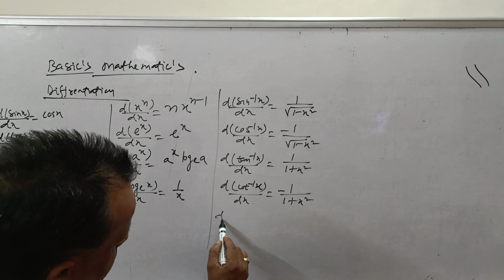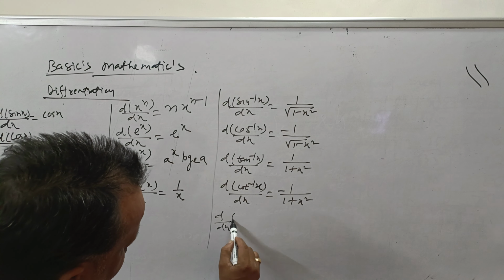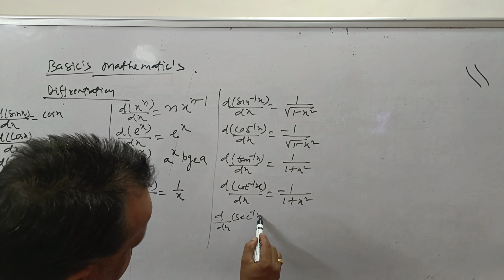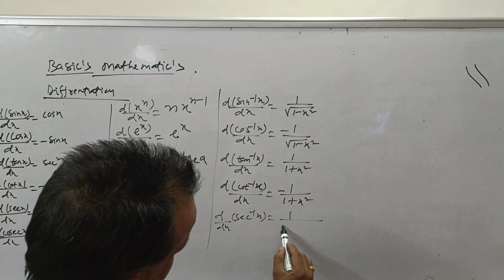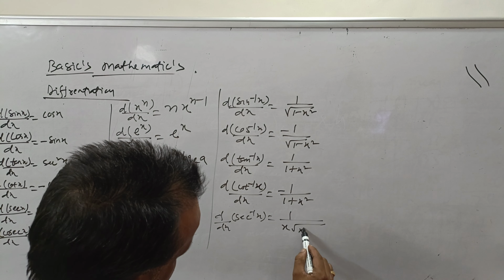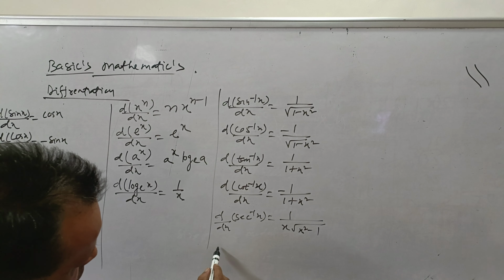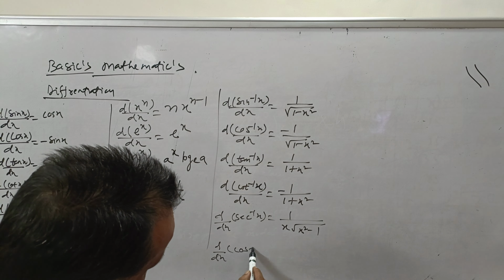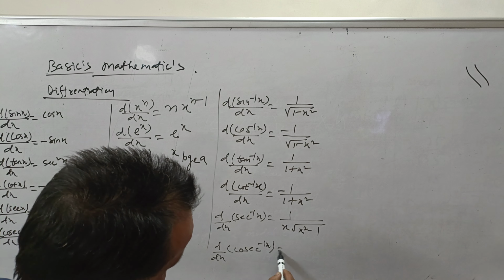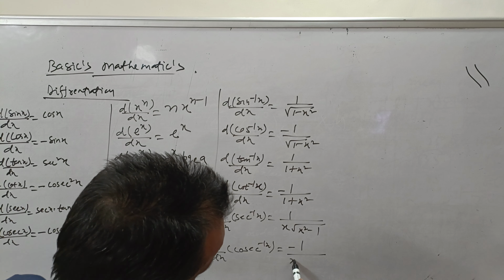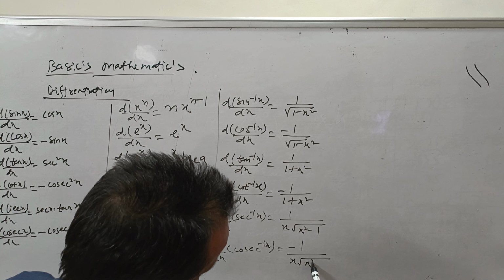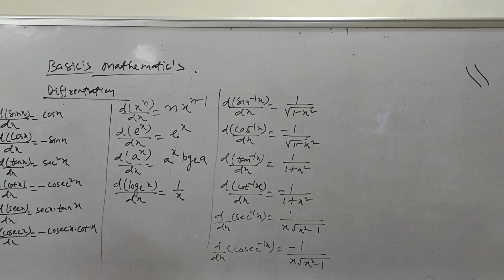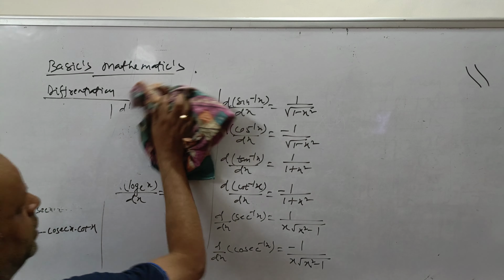Then we have derivative of sec inverse x, that is 1 upon x root over x square minus 1. Then we have derivative of cosec inverse x, that is minus 1 upon x root over x square minus 1. These are the basic formulas. There are still loads of formulas to be learned.